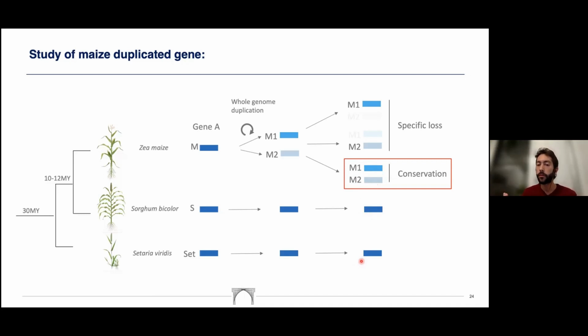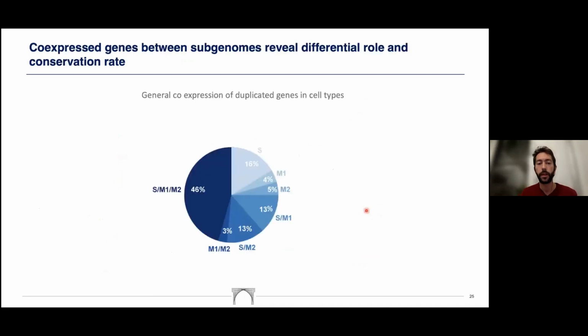So we first went for a very simple approach of co-expression. Are these maize1 and maize2 co-expressed with sorghum? And so here is a general co-expression of all the different cell types. And so here you see that 46% of these genes are actually co-expressed in the same cell type between sorghum, maize1, and maize2. However, you have other orthologs where they are only expressed in sorghum and maize1, and the maize2 ortholog is not expressed in this cell type. And you have other genes that are only expressed, for example, in sorghum. And now the maize1 and maize2 orthologs somehow are not expressed in the same cell type.